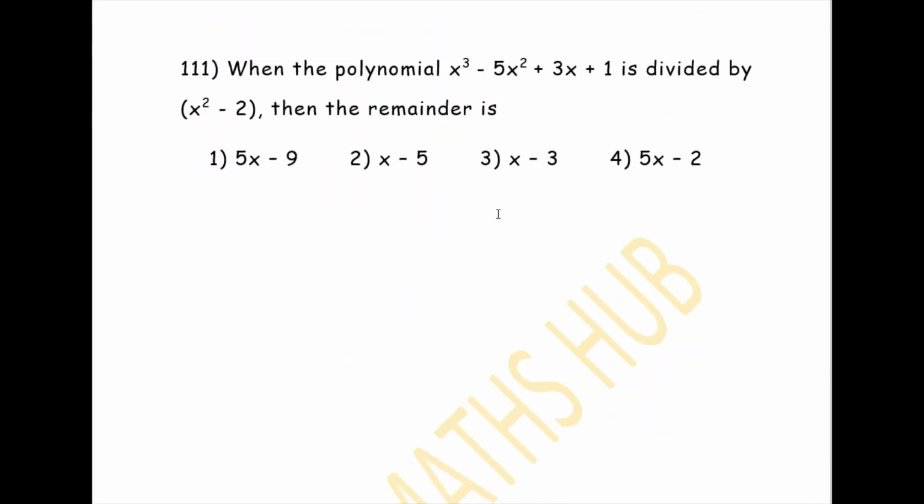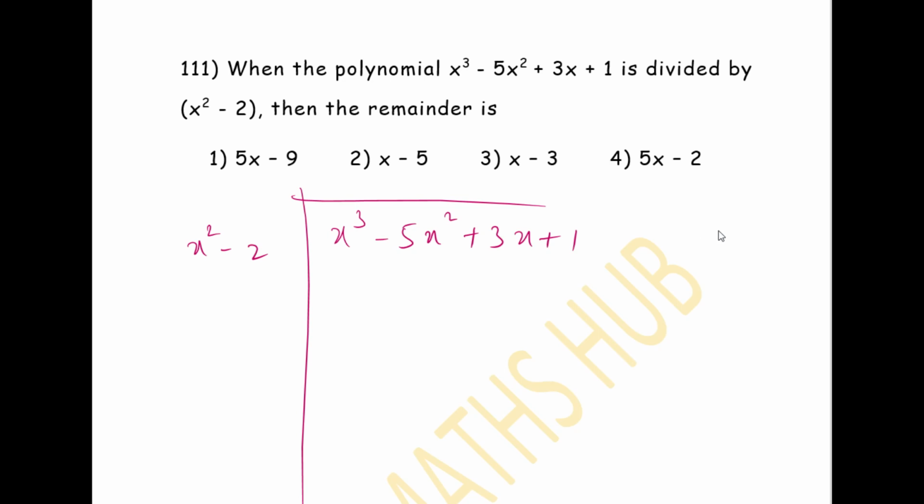Since many of the teachers and students know this concept, that's why I'm moving a little bit fast. Now the next question. When the polynomial x cube minus 5x square plus 3x plus 1 is divided by x square minus 2, then the remainder is, now divide x cube minus 5x square plus 3x plus 1 by x square minus 2.